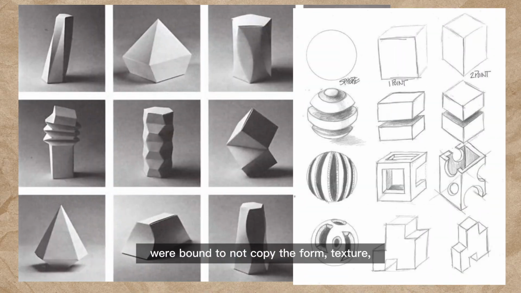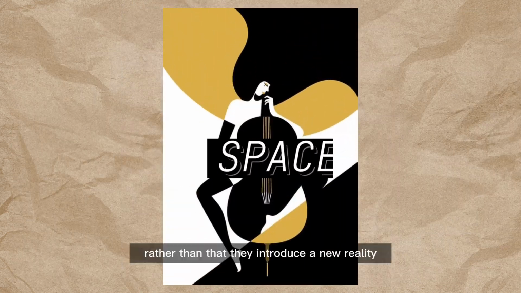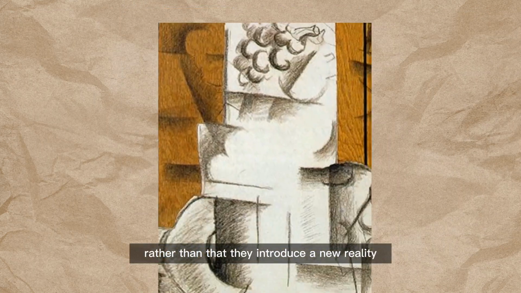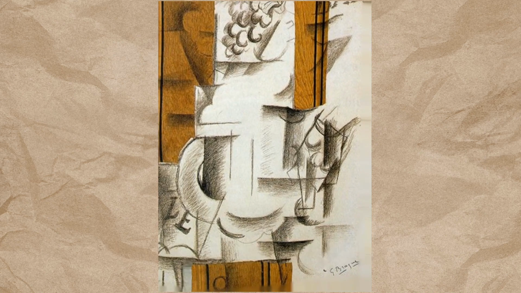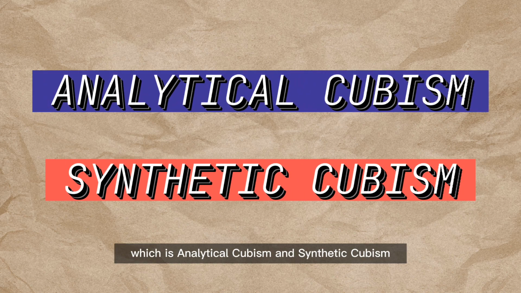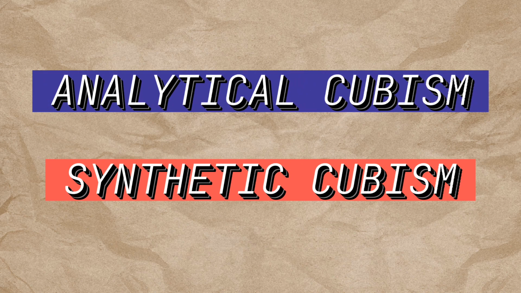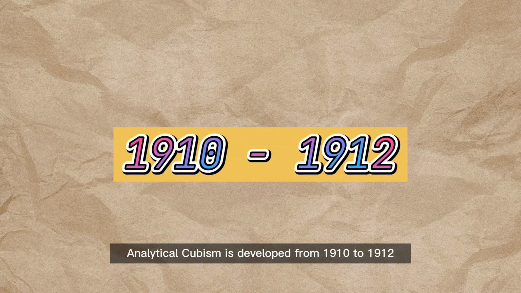Also, Cubist painters were bound not to copy the form, texture, color, and space. Rather than that, they introduced a new reality in paintings that depicted radically fragmented objects. Cubism has two types of movement, which are analytical Cubism and synthetic Cubism. Analytical Cubism was developed from 1910 to 1912.